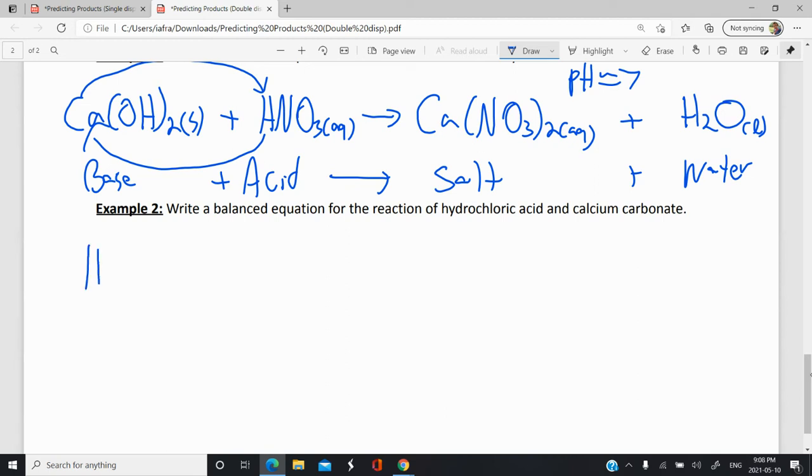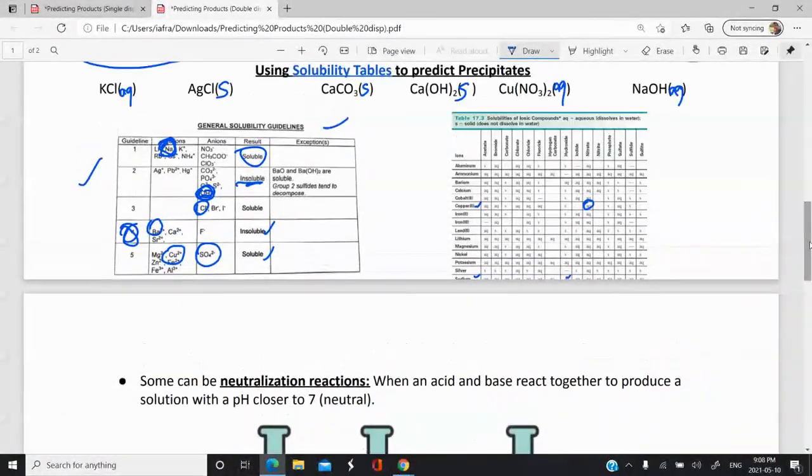So here we have HCl, AQ, because that's our acid. I didn't balance the above reactions, by the way, so you can go ahead and practice that. Calcium carbonate, CaCO3. Let's see if it's soluble or insoluble. So calcium carbonate, Ca here is insoluble. Carbonate up here is insoluble.